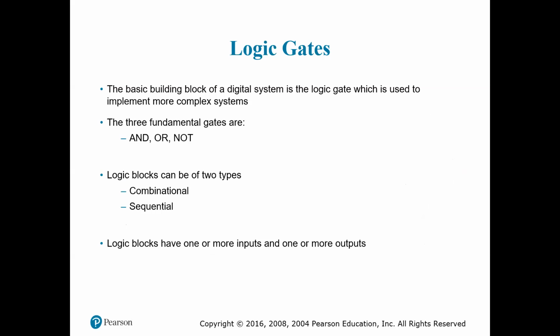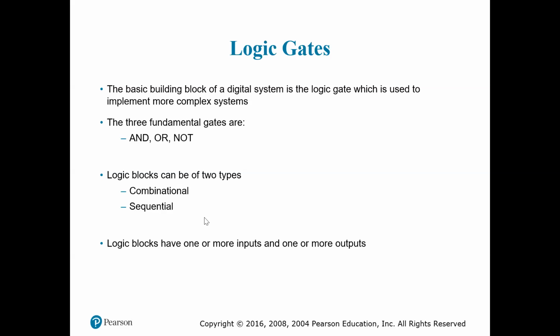Logic gates are basic building blocks in a digital system. We have three fundamental gates: AND, OR, and NOT. These three fundamental gates then allow us to develop more gates, which we will be discussing in, I think, chapter 2. Logic blocks can be thought of as two types, combinational and sequential. And again, we will discuss this in chapter 2, but combinational is input, output. Sequential requires some memory. And we will use flip-flops and latches when we get to that.